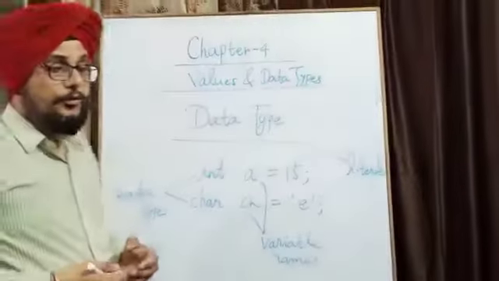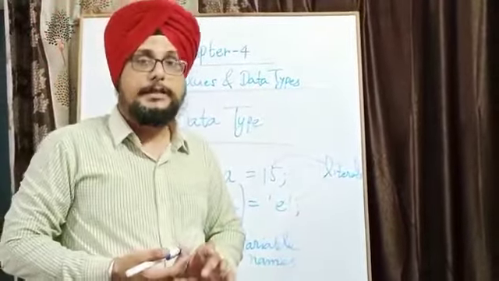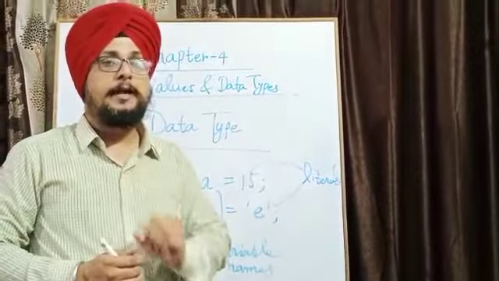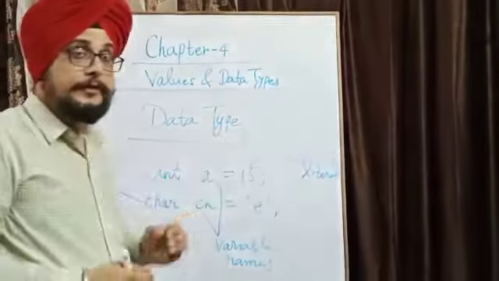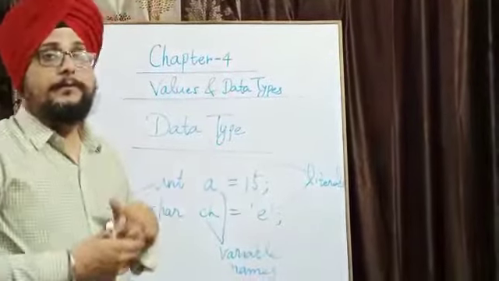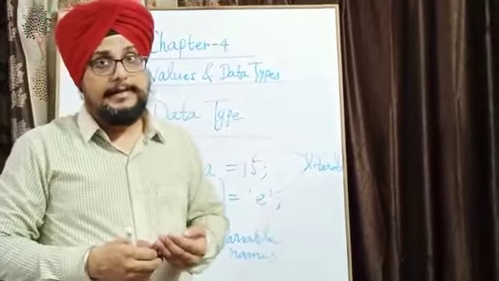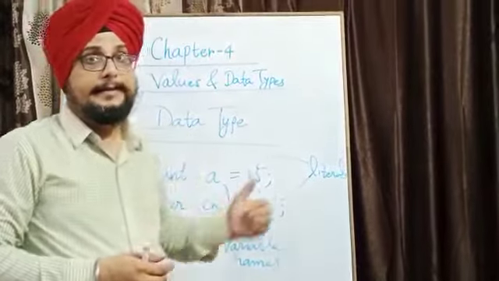Like this, we can use string, float, double, boolean. We have so many data types. So in one line, what is a data type? The word which identifies the type of data. That word is known as a data type.